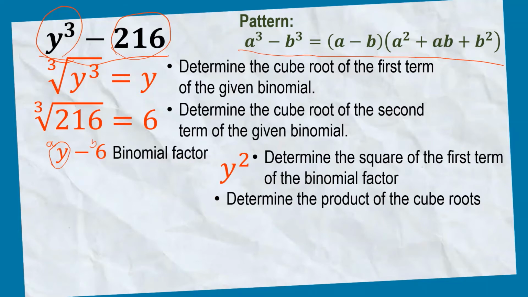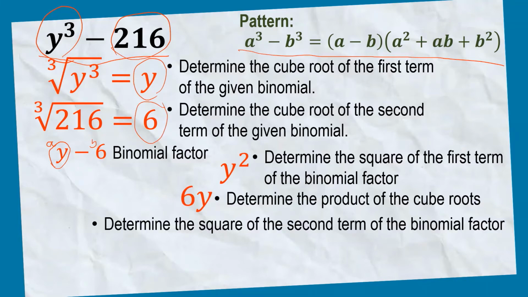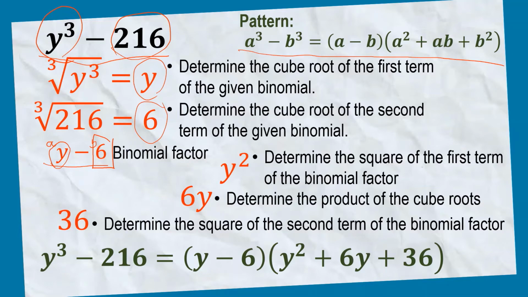Next, determine the product of the cube roots. Ang cube roots po natin ay y at 6. We multiply them to get 6y. And last step, determine the square of the second term of our binomial factor, which is y minus 6. Ang second term po natin dyan ay 6. We need to square it. So we have 36. And our final answer is y cubed minus 216 is equal to the product of the binomial y minus 6 and the trinomial y squared plus 6y plus 36 following the acronym SOAP. Same sign, opposite sign, always positive.